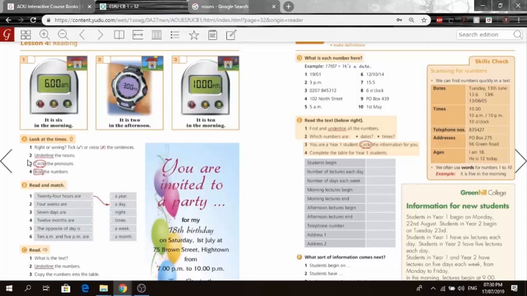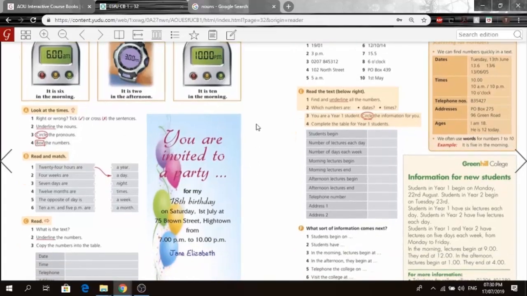So, let's now move on. Look at the times. To underline the nouns, we have the nouns here will be morning, afternoon, and morning again, okay? So these 3 nouns over here, we're gonna underline them, and then circle the pronouns. So we're gonna circle it, and it again, and then we'll just box the numbers. So 6, 2, and 10, okay?